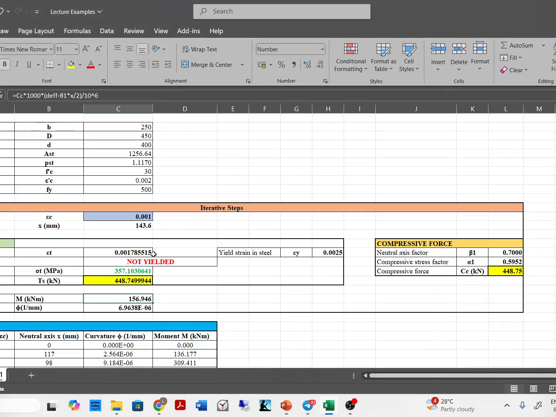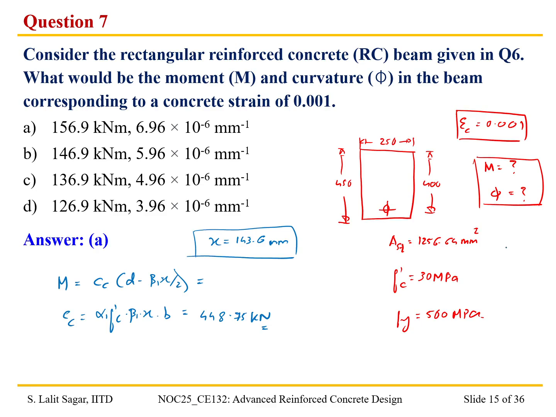Beta 1, again we have used this Excel sheet to determine beta 1. Beta 1 is 0.7, right? And x is 143.6 millimeter. So when we plug all the values here, Cc, d, beta 1 and x, we obtain the value of M as 156.9 kilonewton meter.